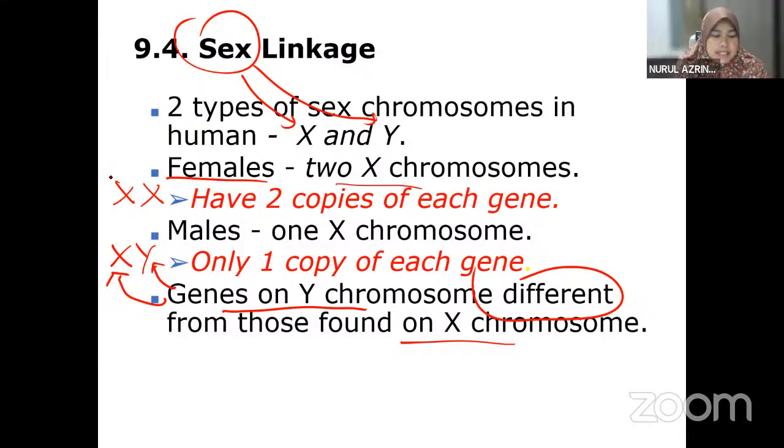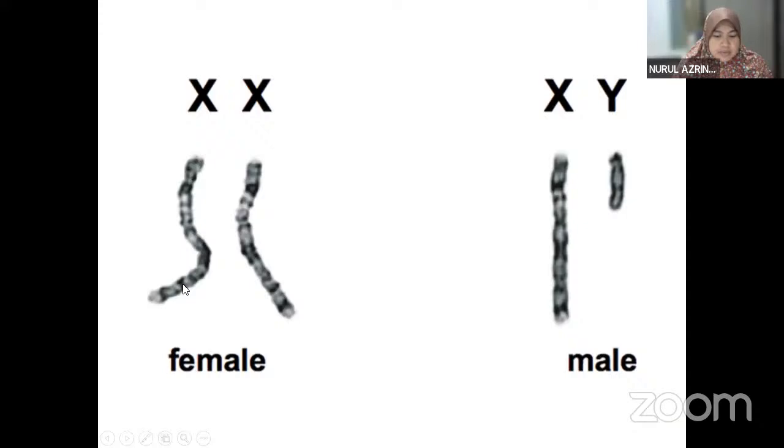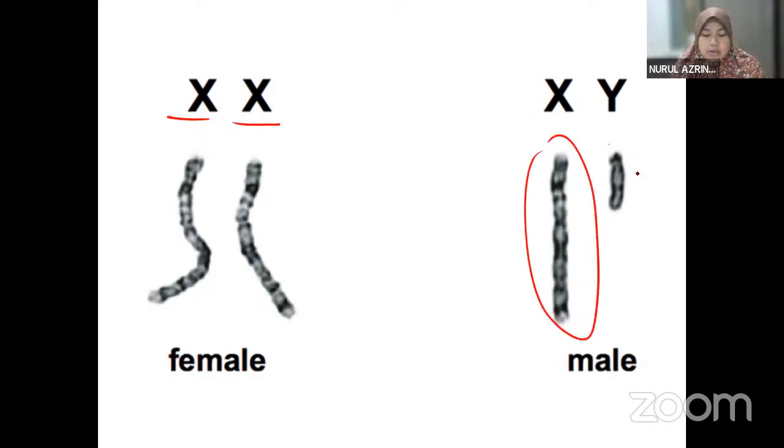But as for female, apa yang ada pada X chromosome ni sama macam apa yang ada dekat X chromosome yang satu lagi, because they have two copies of each gene since they have two X chromosome. Alright, so this is the karyotype for female and also for male. You can see for female, they have two identical X chromosome. And for male, they have one X chromosome and also one Y chromosome, which is shorter compared to the X chromosome.